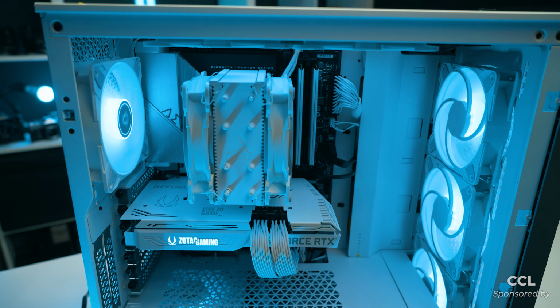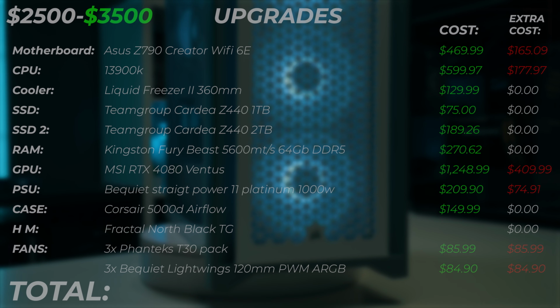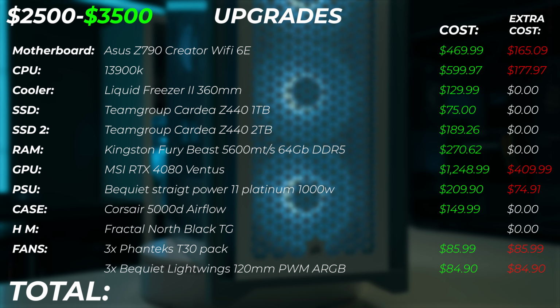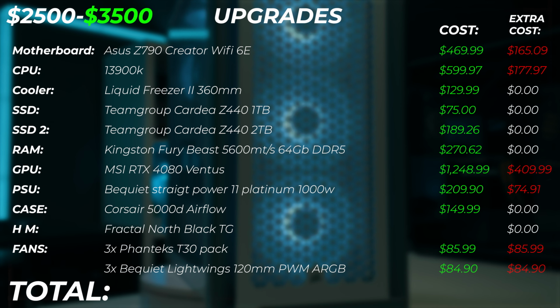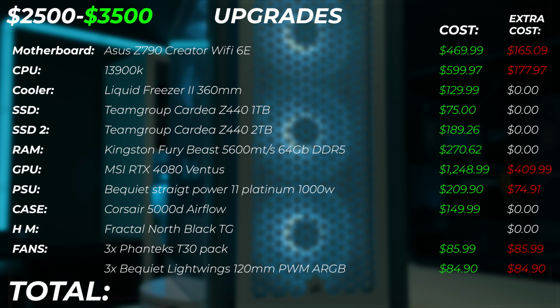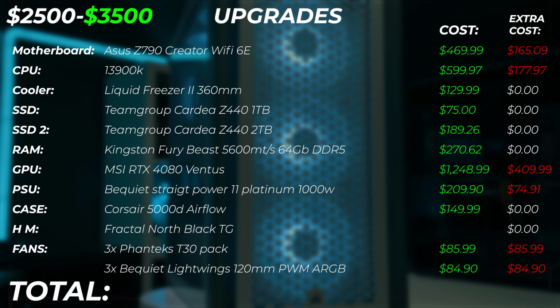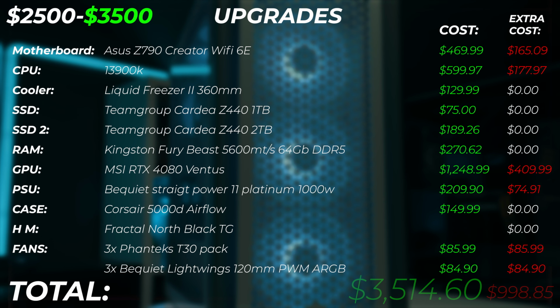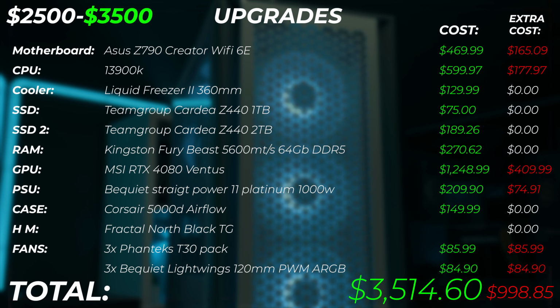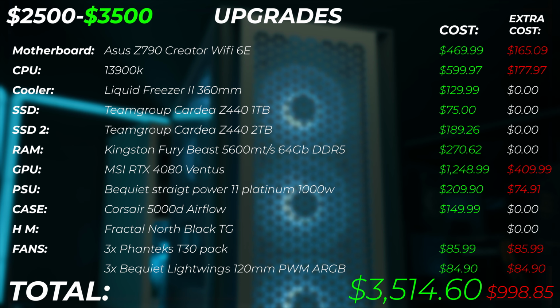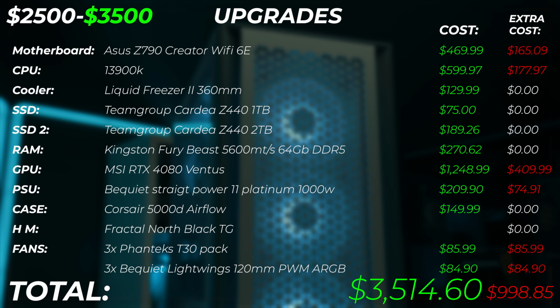Now the total in here, if you're going to go with both of the fan upgrades, so let's say you're going to get 3 Fantex T30s for the AIO, and you're going to get Lightwings as well to put inside the PC case, this is going to set you back $3,514.60 at the time of me making this video. Like I mentioned again, check out the latest pricing in the description below.